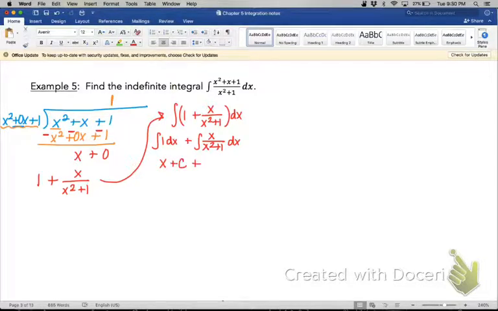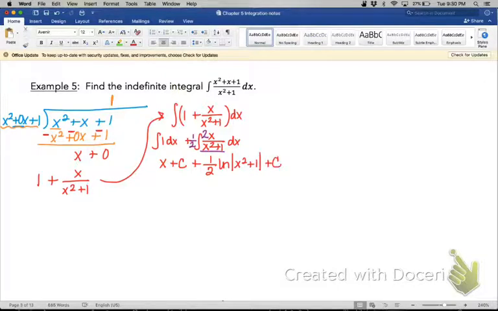plus the integral over here. The trick we're going to do is, if I think about what the derivative of the denominator would be, it's going to be 2x. So I want to multiply by 2, but remember, in order to do that, we have to also multiply by 1/2. So what we will end up with here is 1/2 times the natural log of the absolute value of x squared plus 1 plus c.